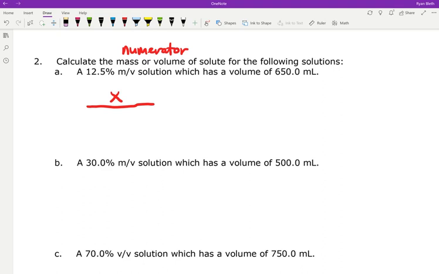I have a 12.5 mass by volume solution with a volume of 650 milliliters. So I put that down the bottom. That's the solution that has a volume.